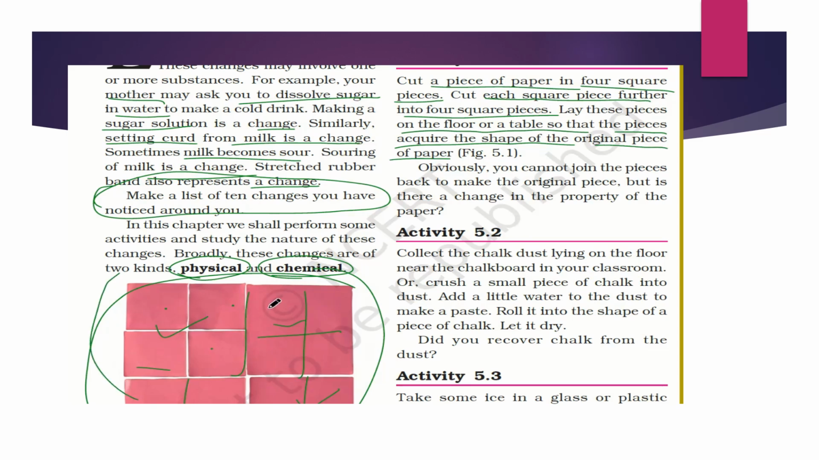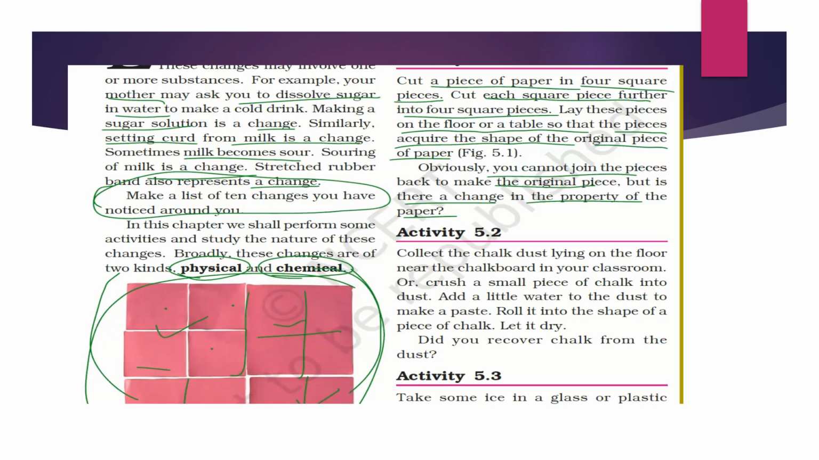So this was the original full paper. We are laying it on the table or on the floor so that it gets the shape of the original paper. So obviously you are getting the original shape, but you cannot join the pieces back to the original piece. So some change has happened in the property of the paper. Is it clear? So some change has happened here.